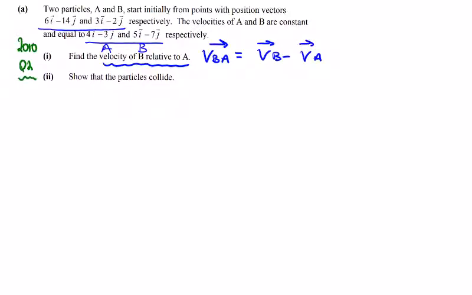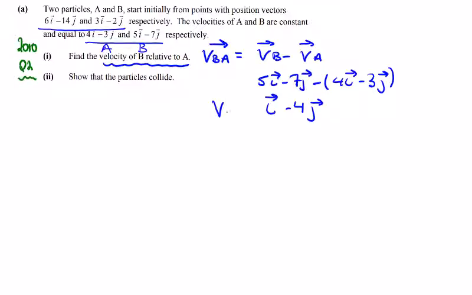So we have 5i minus 7j minus 4i minus 3j, which is 5i minus 4i, which is i, and we have minus 7j plus 3j, which is minus 4j. The velocity of B relative to A.